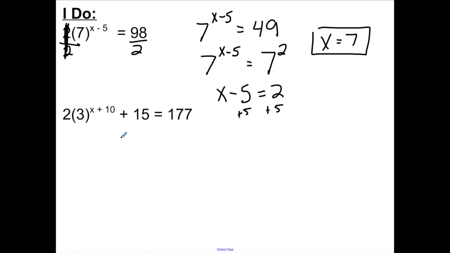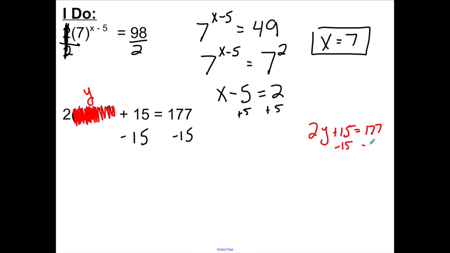Here we've got to do a couple things. So remember, we're going to first start by subtracting. If you're having problems visualizing this, imagine this was a y. Imagine I wanted you to solve 2y plus 15 is 177. How would you solve that?